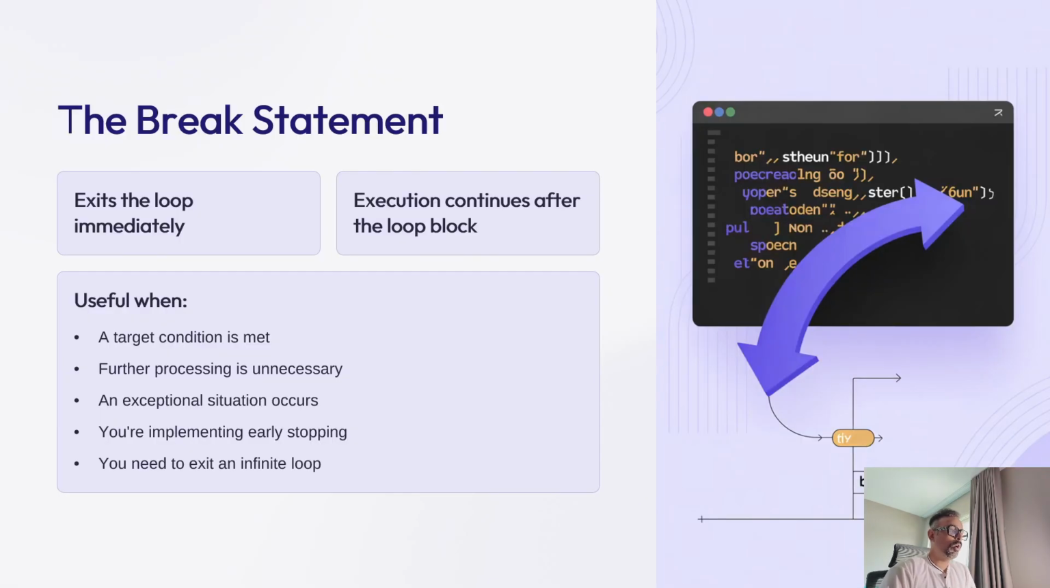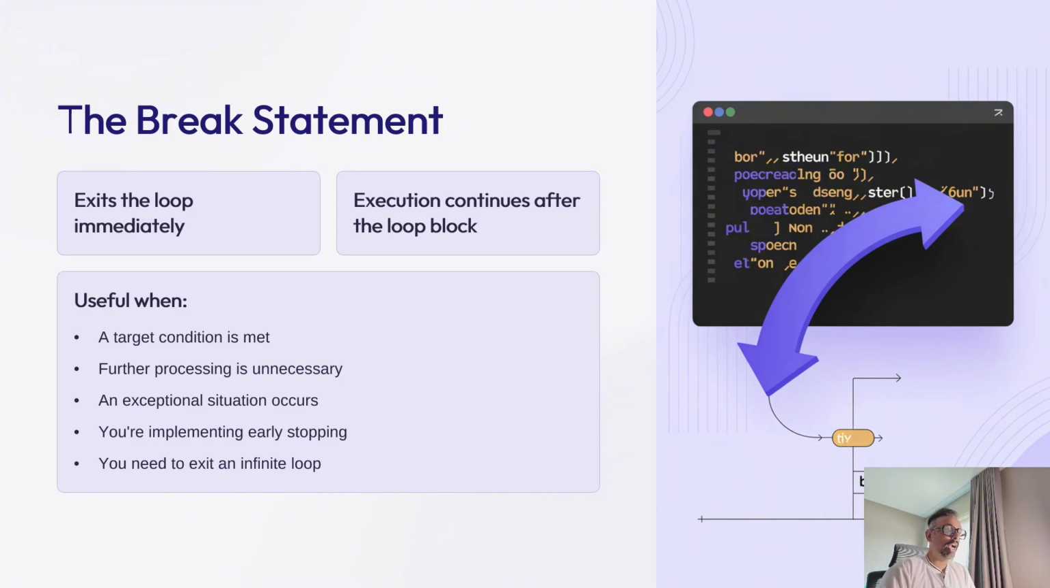Now we are going to talk about the break statement. The break statement immediately terminates the loop it's currently in, regardless of the loop's normal termination condition, as we just saw. When Python encounters a break, it exits the loop and continues execution with the code after the loop block. This is particularly useful in several scenarios.